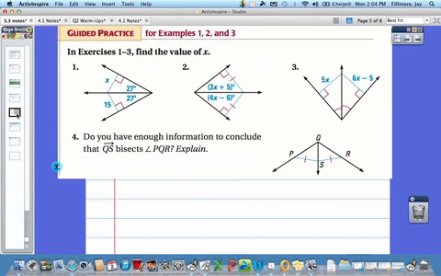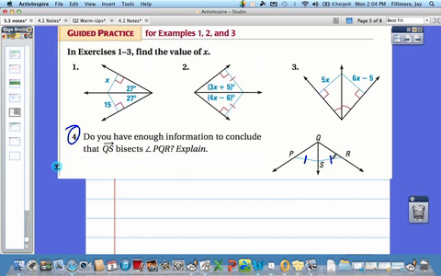Let's see if we need to go through any more of these. Let's look at number 4. Do you have enough information to conclude that ray QS bisects that angle? Well, here we don't know if the two halves are congruent. We do know that these lengths are congruent.